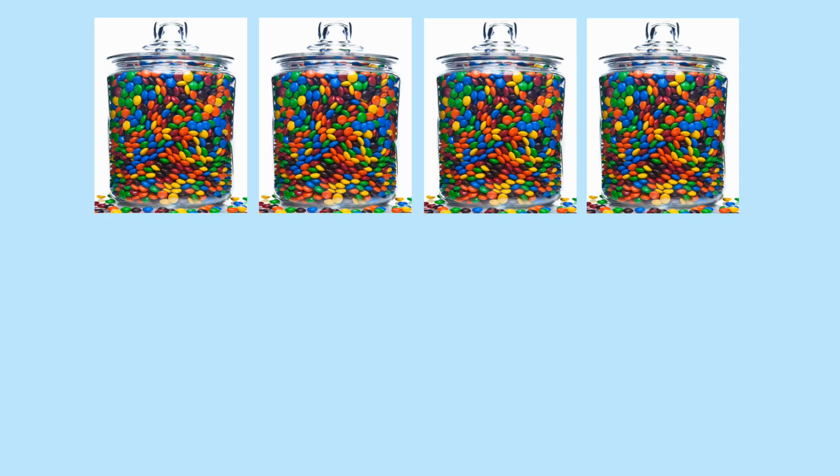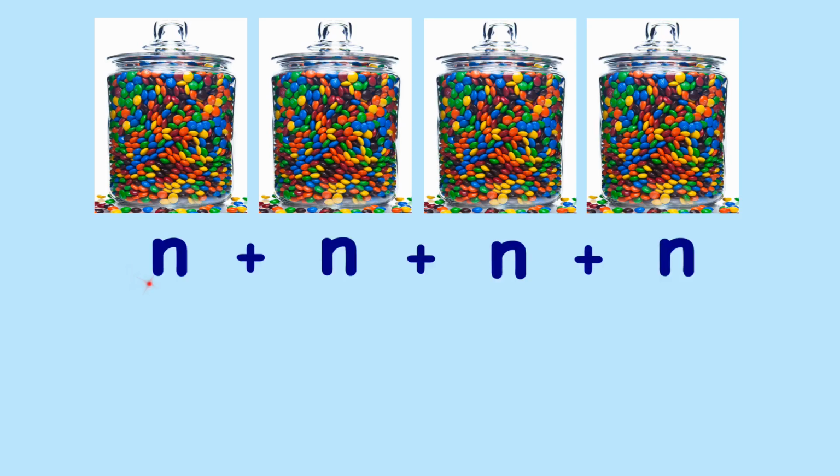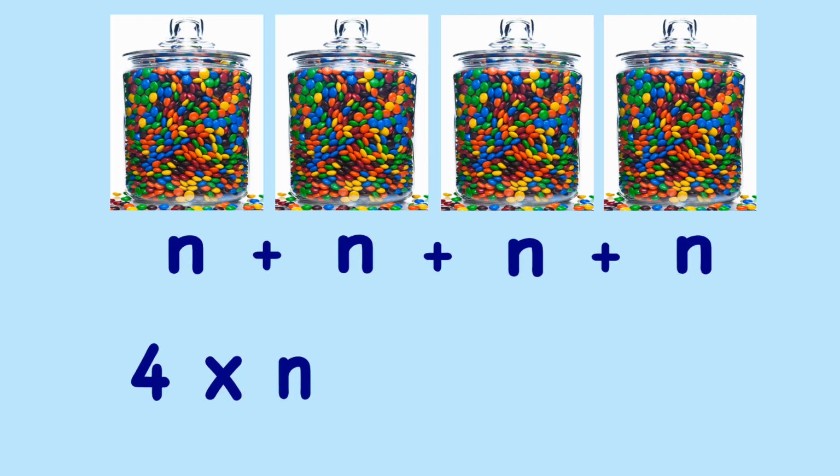What about if I added another 2 jars of M&Ms? Well, now I would have n plus n plus n plus n. So I've actually got 4 lots of n. But remember that in algebra we don't use the multiplication sign, so instead of writing 4 times n, I'm just going to write 4n.